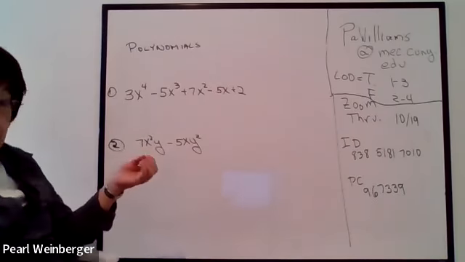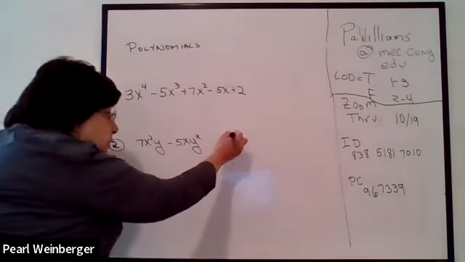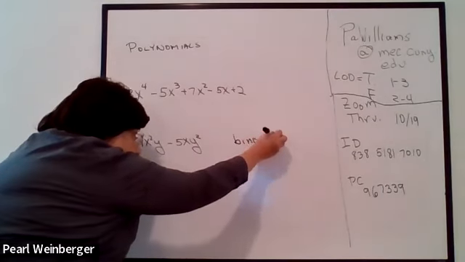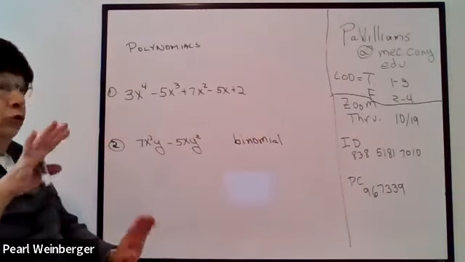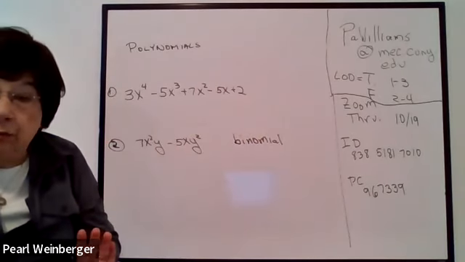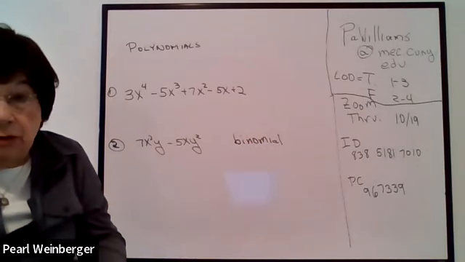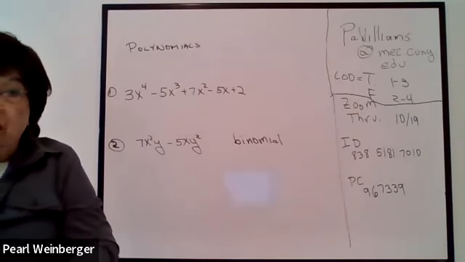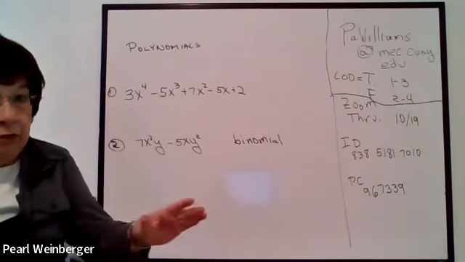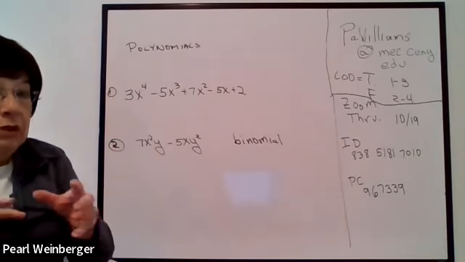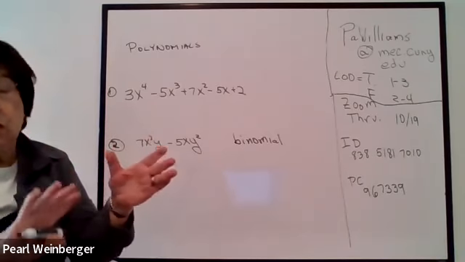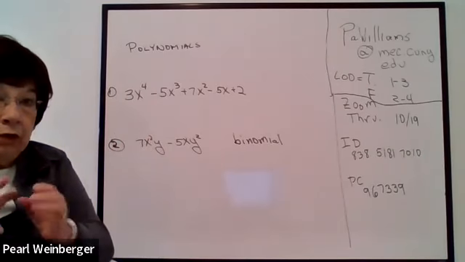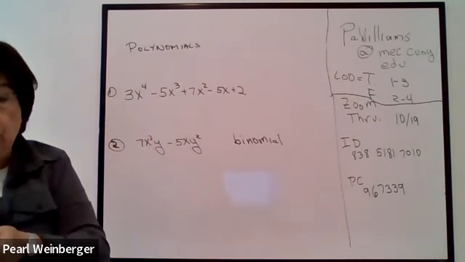This is also called a polynomial, but sometimes specifically called a binomial. So a two-termed expression will be called a binomial. A three-termed expression will be called a trinomial. Any others are just called generic polynomials. So all these are polynomials, but if you have specifically only two terms, it's going to be called a binomial. If you have exactly three terms, you're going to have a trinomial. Otherwise, it's just going to be called a polynomial.